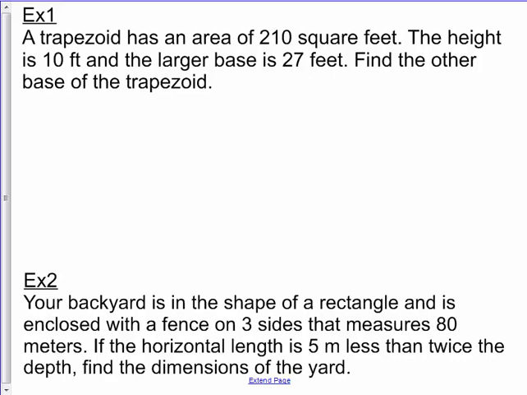So in example 1, it says a trapezoid has an area of 210 square feet. The height is 10 feet, and the larger base is 27 feet. We want to find the other base here. So we go back to our formula. Our formula is that area of a trapezoid equals 1/2 base 1 plus base 2 times the height.